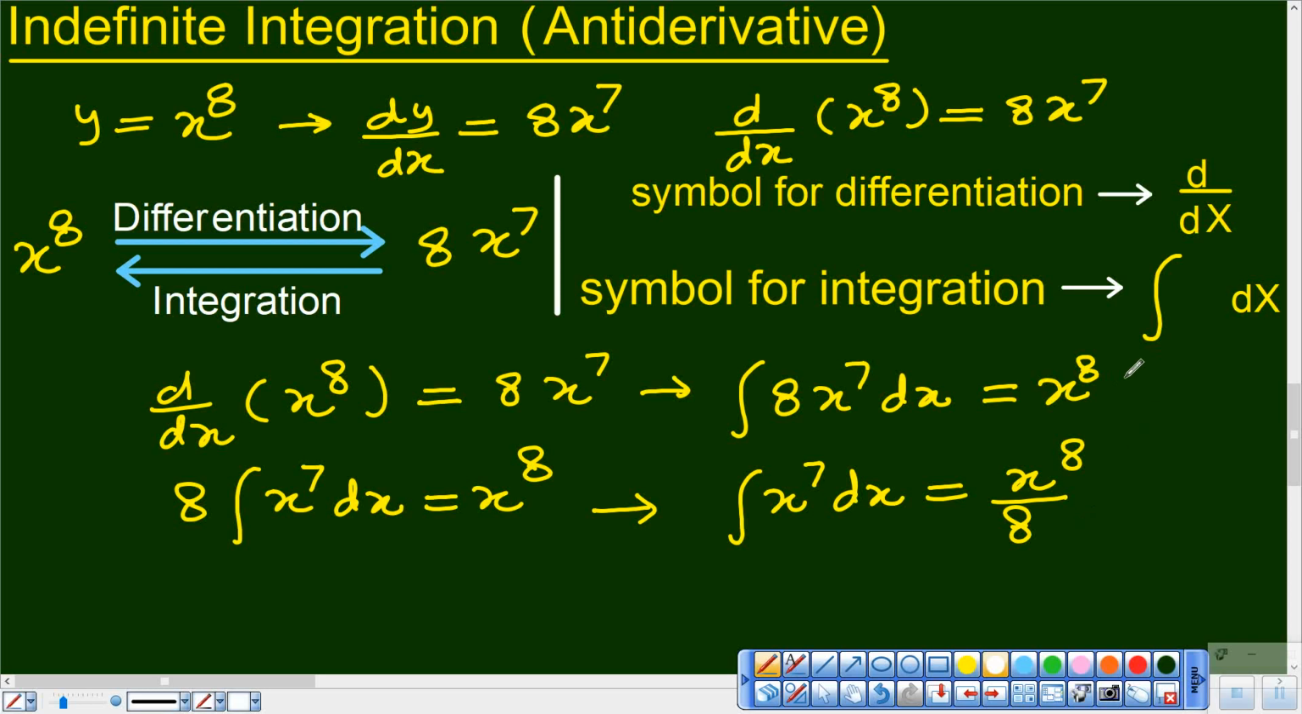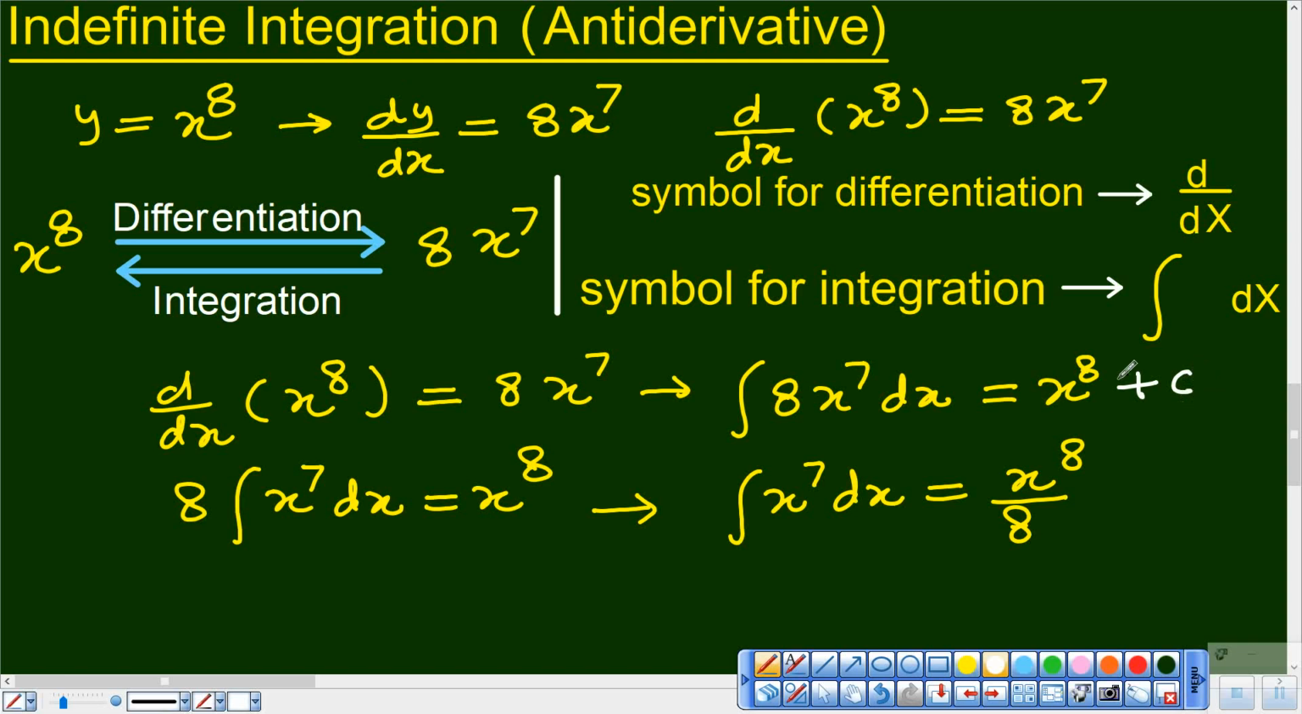Now, for the sake of completeness, we add a constant c, which can have any value over here, and it is known as integration constant. That is why the integration is called indefinite integration, because c can be given any value.